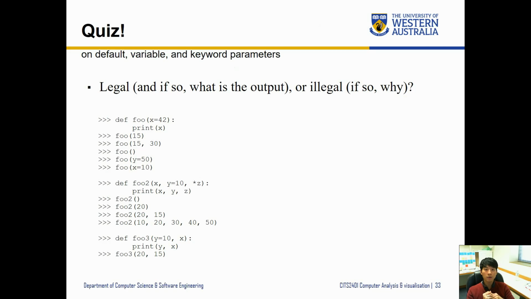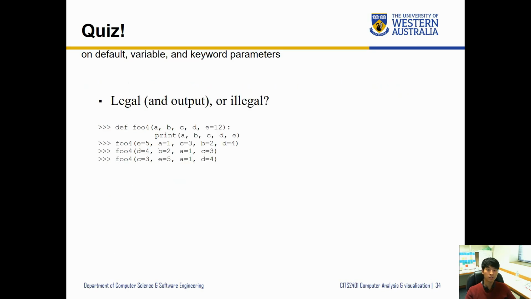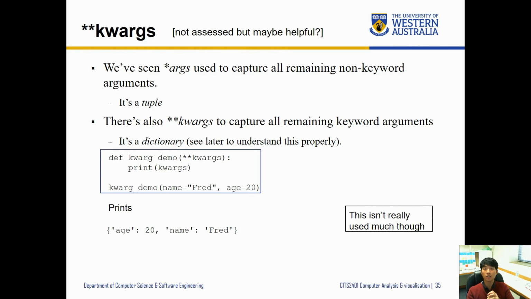So here's a couple of quizzes. I will actually leave this for you to try. What you should try to do here is guess what the output of each one is, and then see if the expected output is given to you. All right. And of course, we have the second page of quizzes using default parameters. All right. So that's all the contents that are examinable, really. But I do have one more slide that I want to go over, which is kwargs.